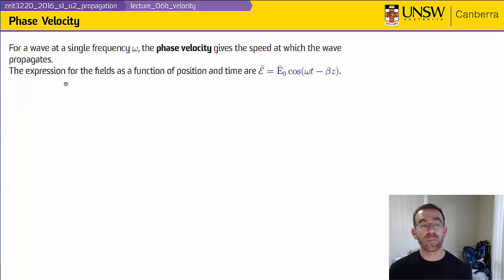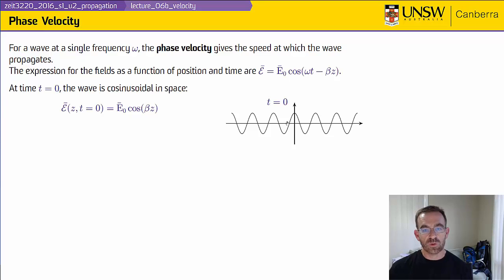We know that in the time domain the electric field is given as a vector, which gives the polarization. In this case, this vector would be in the xy plane. It could be x polarized, y polarized, or some combination. And then cosine omega t minus beta z. And we know that this is propagating in the plus z direction because of what we've seen in the previous lectures.